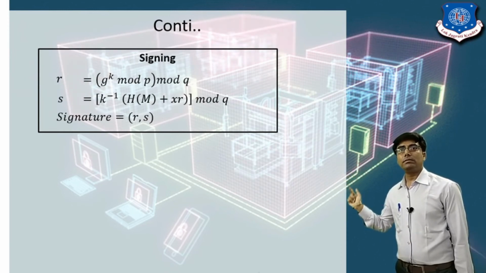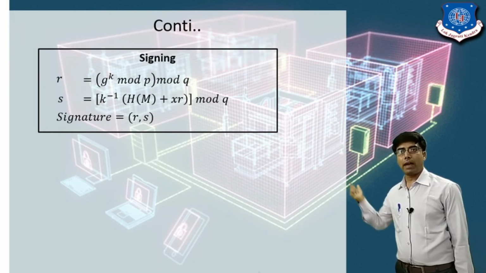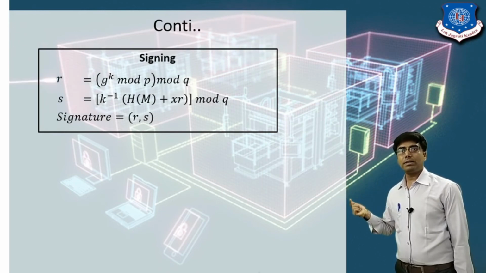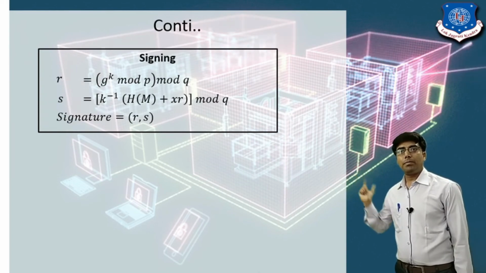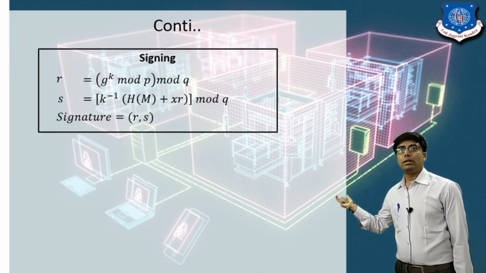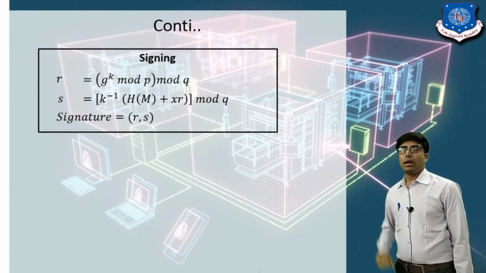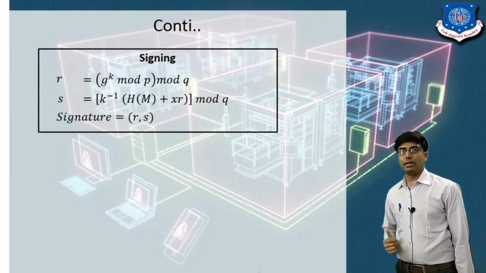Now we will compute S. S equals K raised to minus 1, that means the inverse of K, times H of M plus XR. H of M means we apply the hash function on the plain text message, X is the private key of user A, and R represents one signature component, all mod Q. Now the digital signature is R comma S. So this is our digital signature.